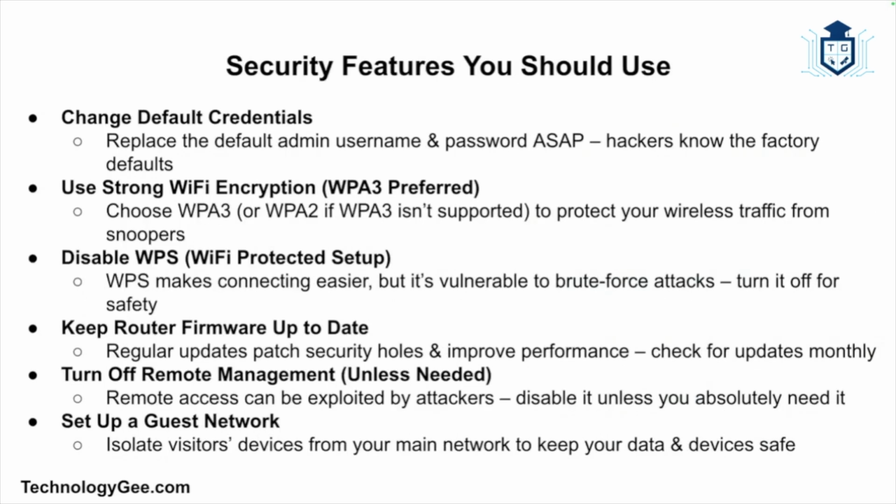Now let's quickly talk about some security features that you should use. So your router, this is the first line of defense between your home and the wild internet. So here's how you can lock it down. So like I said earlier, you want to change the default admin username and password. You want to use WPA3 encryption or at least WPA2 encryption for Wi-Fi. You want to disable WPS or Wi-Fi Protected Setup because that is easily exploited. You want to keep your firmware updated. You want to turn off remote management unless you really need it. And you want to set up a guest network for visitors who are coming to your house to use your internet.